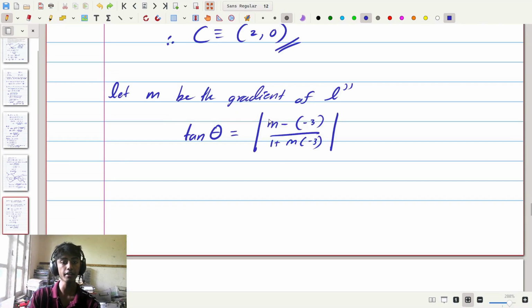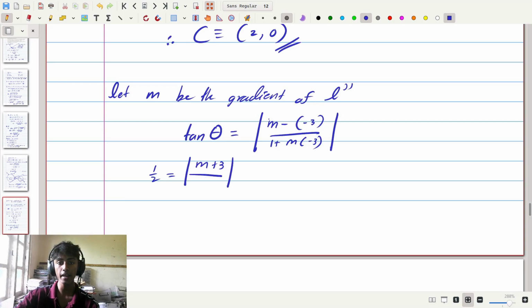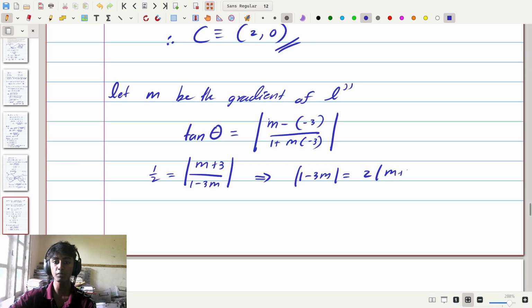Therefore, on the left hand side, we have 1 over 2, and considering the right hand side, we have 1 over 2 equals the modulus of m plus 3 divided by 1 minus 3m. Now, if we simplify this and rearrange, taking this 1 minus 3m to this side and this 2 to this side, we get the equation: the modulus of 1 minus 3m equals 2 times the modulus of m plus 3.